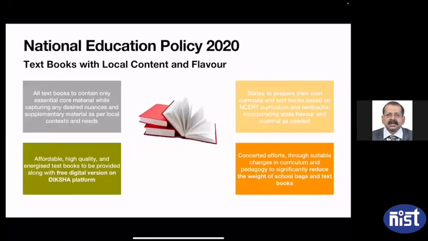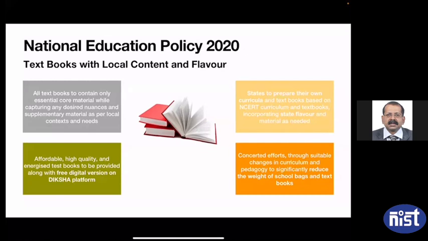And textbooks will be with local content and flavor. So they will contain only essential core material while capturing any desired nuances, and supplementary material could be provided. The textbooks will be affordable, high quality, and energized textbooks to be provided along with a free digital version on the Diksha platform. So all textbooks, the digital version will be provided free on the Diksha platform.